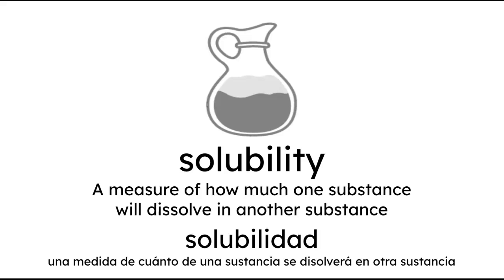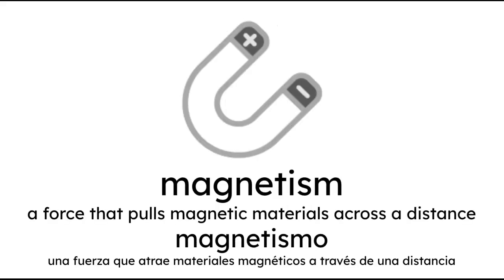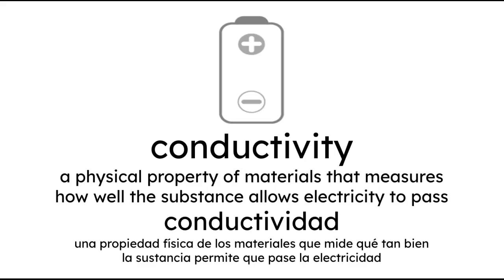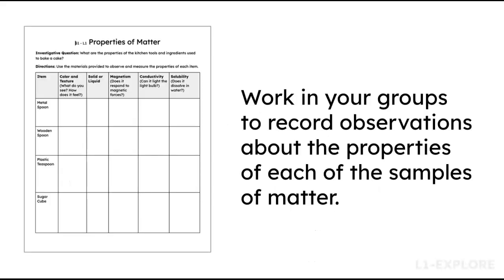You can post the solubility, magnetism, and conductivity vocabulary cards. As you post the vocabulary cards, you can use the materials to demonstrate to students how to observe and measure each of these properties. You'll have students work with their group to record observations about the properties of each of these samples of matter on the Properties of Matter student journal page.